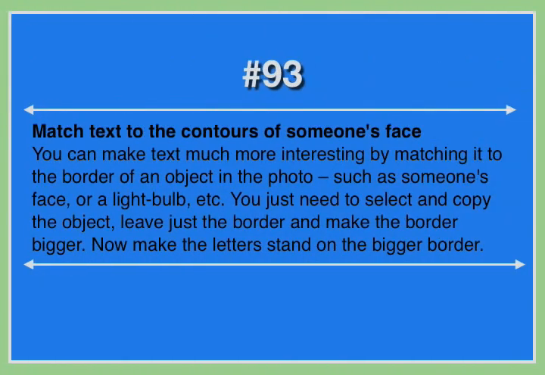Number 93. Match text to the contours of someone's face. You can make text much more interesting by matching it to the borders of an object in the photo, such as someone's face or a light bulb, etc. You just need to select and copy the object, leave just the border, and make the border bigger. Now make the letters stand on the bigger border.